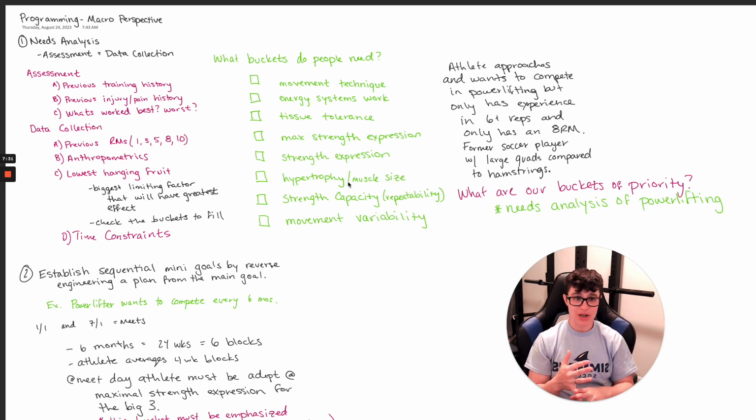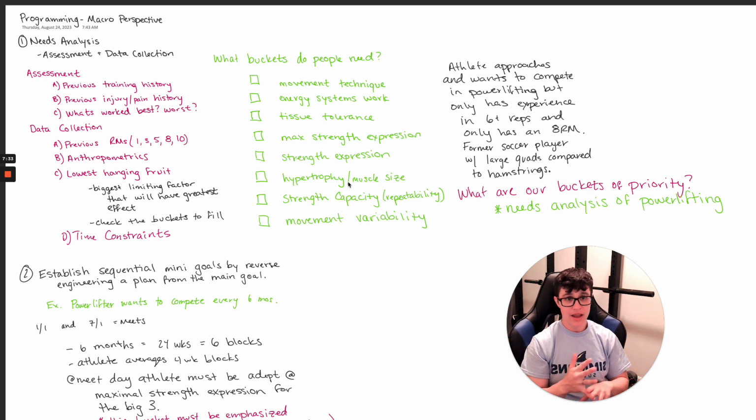Next, max strength expression. This is huge in powerlifting, right? Your ability to express strength in one rep is your max strength expression. Strength expression. Can they produce strength in multiple reps? Do they have the ability to repeat it? Hypertrophy or muscle size. Do they need to put on muscle mass? Is there a discrepancy between their quads and their hamstrings, so much so that we should really focus on building up their hamstring size so that they can have a better deadlift? Because cross-sectional area does correlate with strength expression.